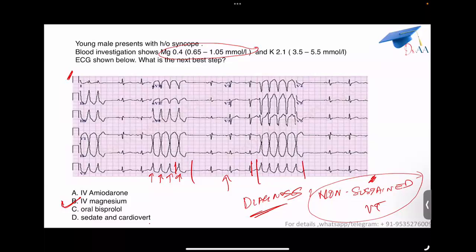Sir, D is not the correct answer. B is the correct answer. Sir, what is the difference between polymorphic non-sustained VT and the PVC? Sir?